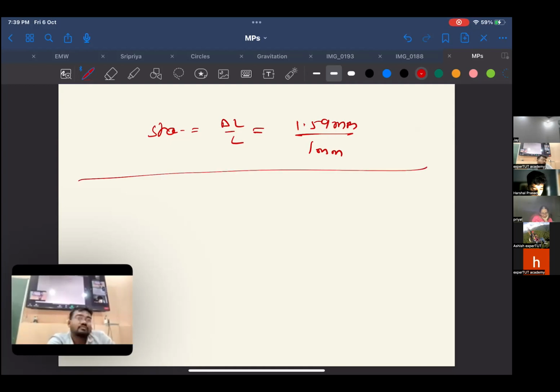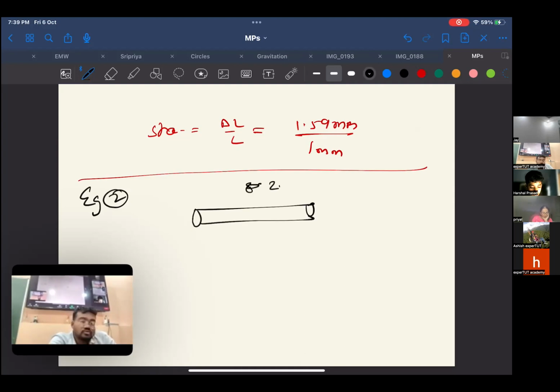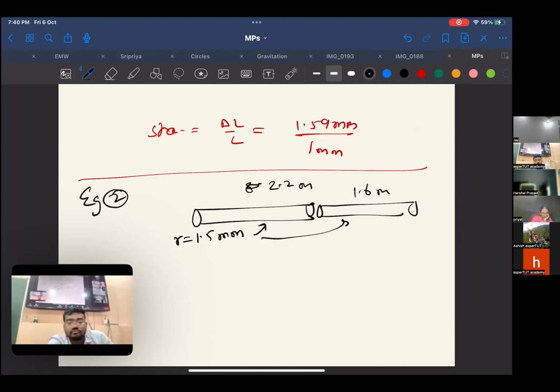Understood everyone? Example 2. A copper wire of length 2.2 meter and a steel wire of length 1.6 meters. So there is copper, there is steel of 1.6 meter, connected end to end, both of diameter 3, so R is 1.5 mm, the radius of both. When stretched by a load, the net elongation is found to be 0.7.